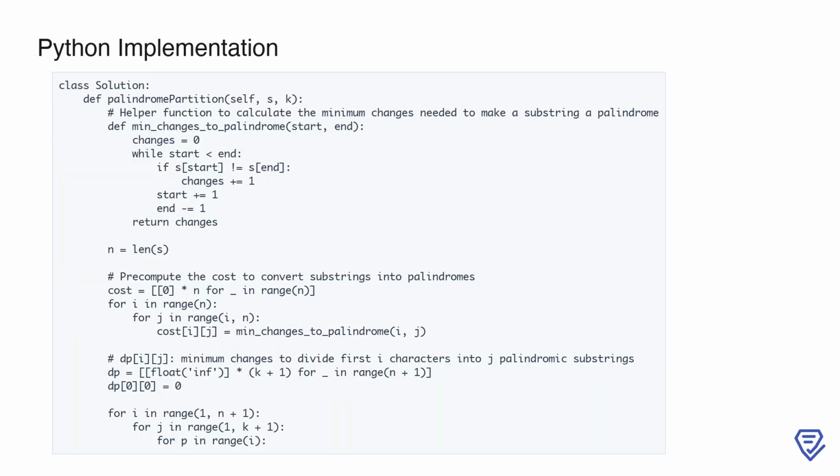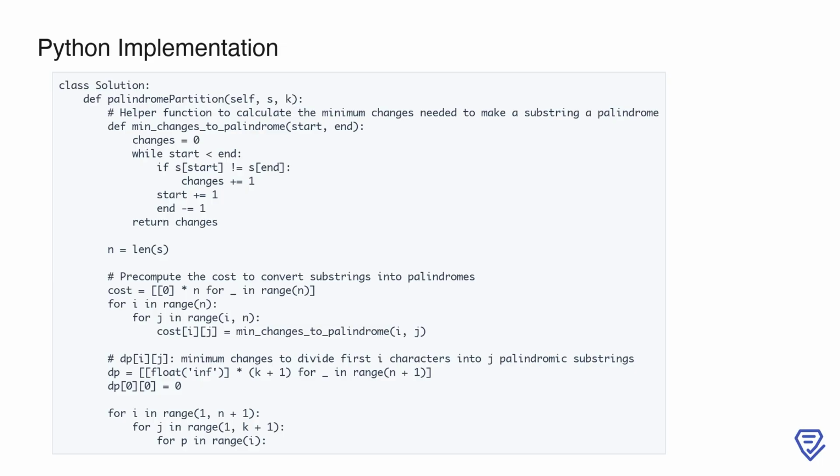Here, we begin implementing the solution by defining a class called Solution and a method named palindrome_partition. The first step in the method is to define a helper function, min_changes_to_palindrome, which calculates the minimum number of changes required to convert a given substring into a palindrome. This is done by comparing characters from both ends of the substring and incrementing a counter, changes, whenever there's a mismatch. The function continues until the pointers meet in the middle, and the total number of changes is returned.